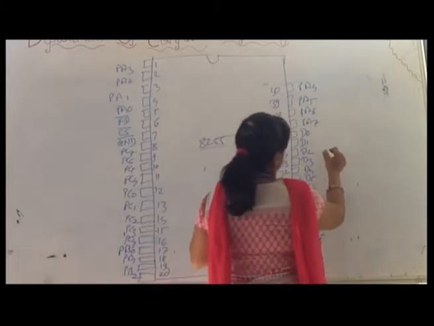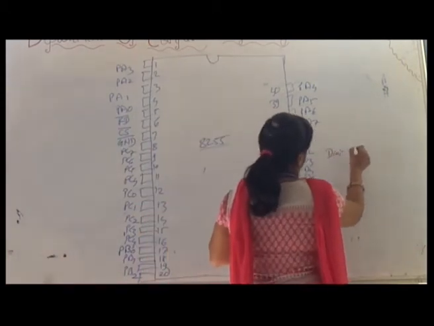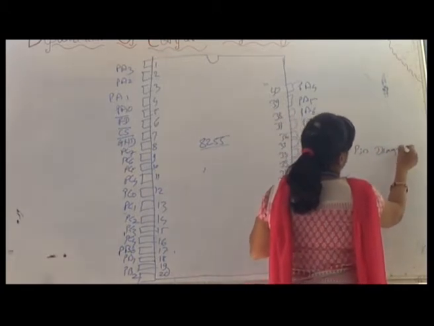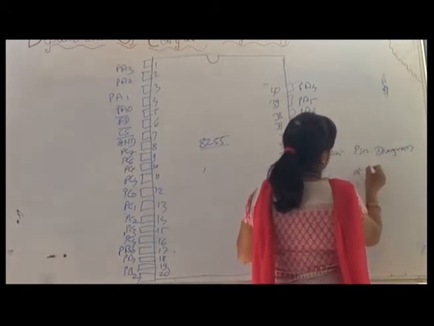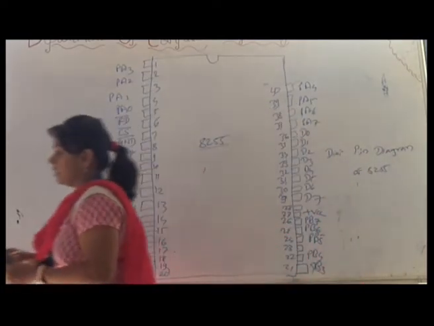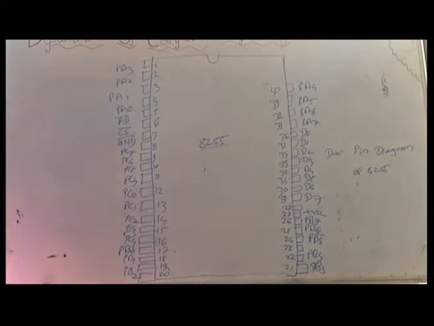I will write down here the name of the diagram. It's a pin diagram of 8255. Okay, now we will discuss the pin diagram in detail.